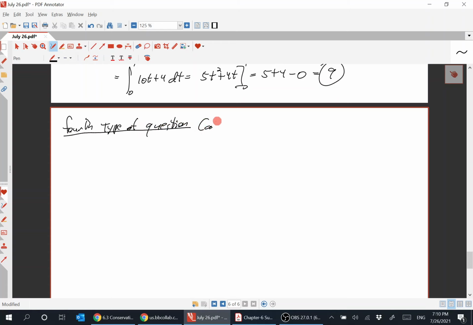All right, calculate a line integral using Green's theorem.